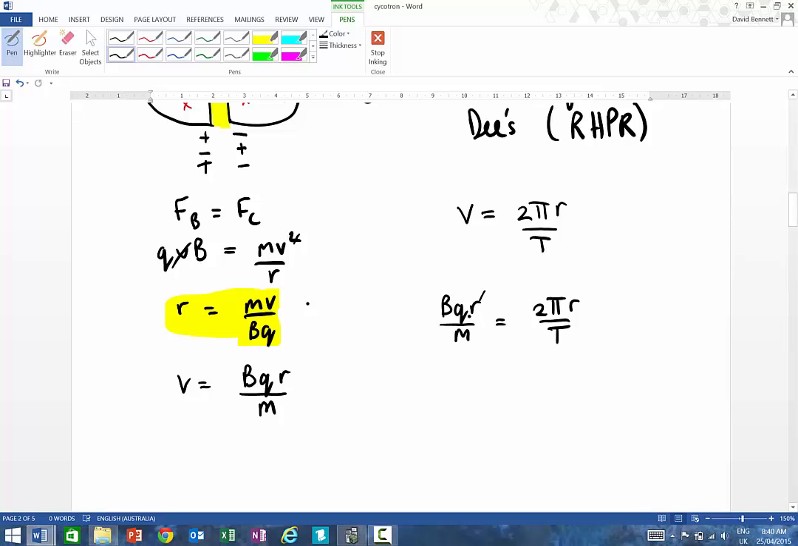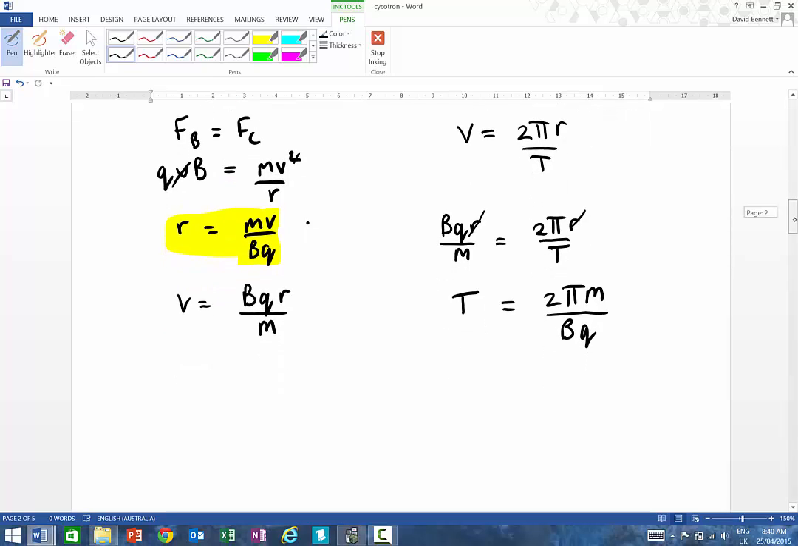Okay, so we've got an r on both sides, we can get rid of that. We can rearrange this and we can say that T goes to the top line is equal to 2 pi m all over BQ. Okay, now interesting that the period of rotation is independent of the radius. So you don't need to know the radius to know the period.